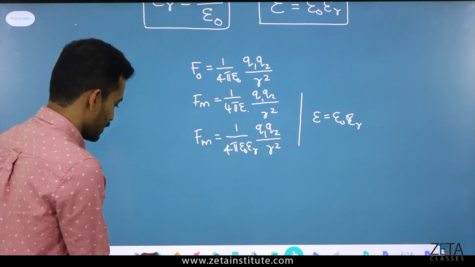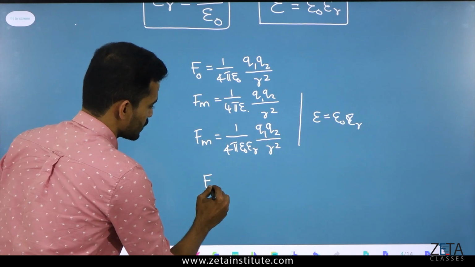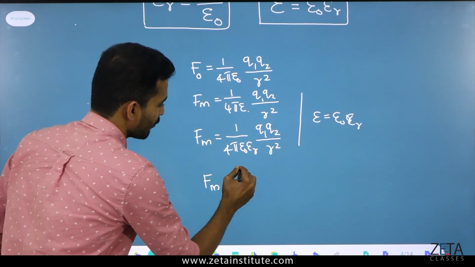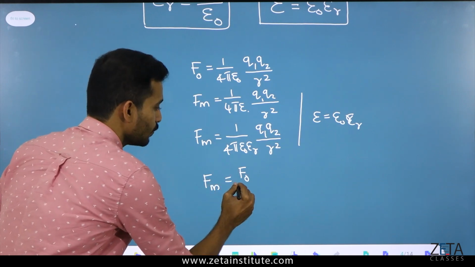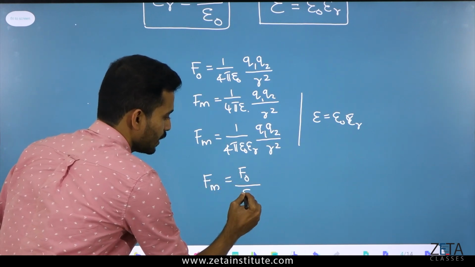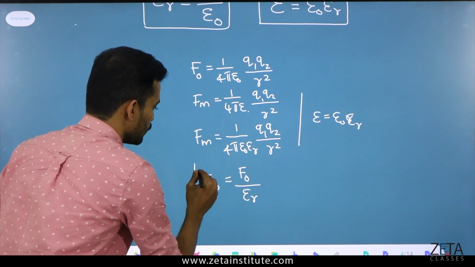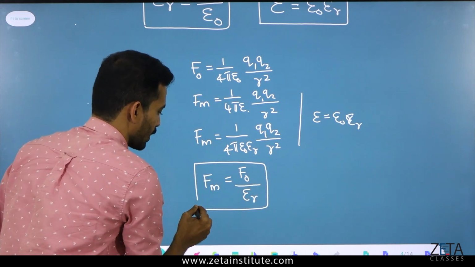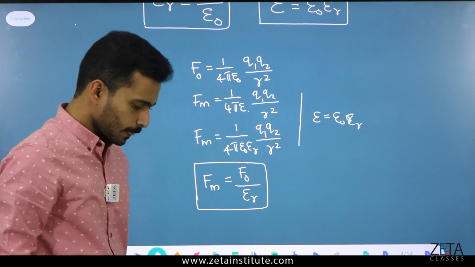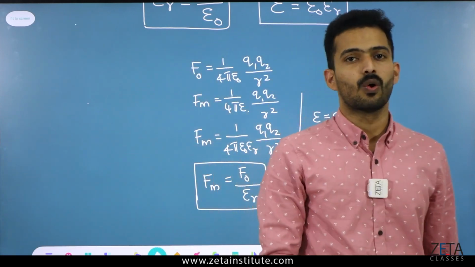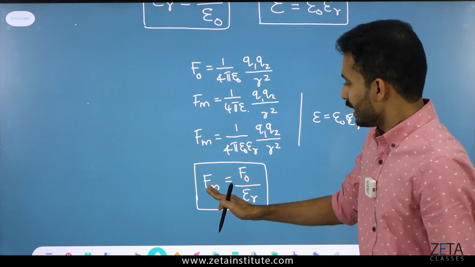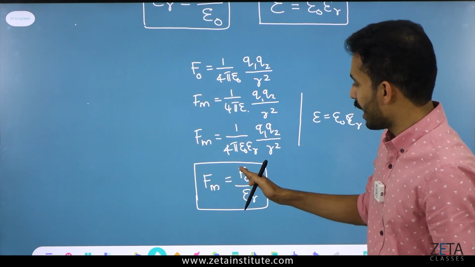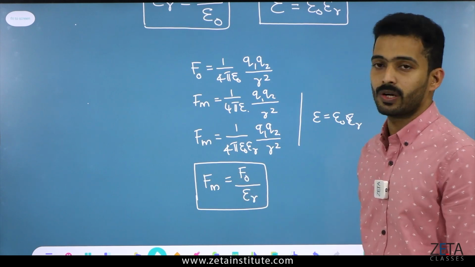So we can write Fm is equal to F0, that is the force in air, divided by epsilon r. Epsilon r is the dielectric constant or relative permittivity. Then the force in a medium is given by F naught divided by epsilon r.